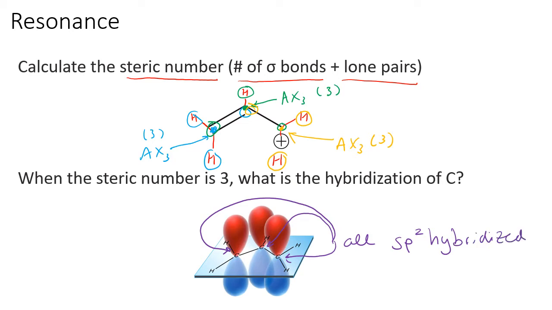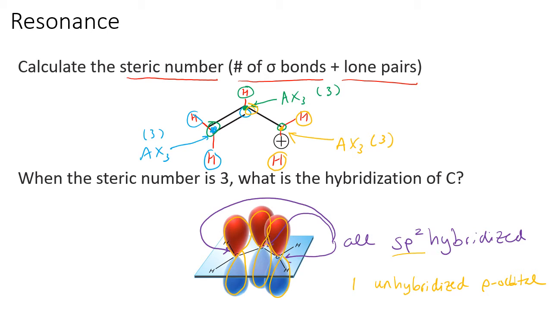And when they are sp2 hybridized, that means that there is one unhybridized p orbital that each of those carbons will have. And that's what this picture is showing us. We're not seeing the sp2 hybrid orbitals. We're seeing that red and blue unhybridized p orbital that is present on all three of those carbon atoms, including the carbocation. And that's important to have if you're going to have resonance at all.